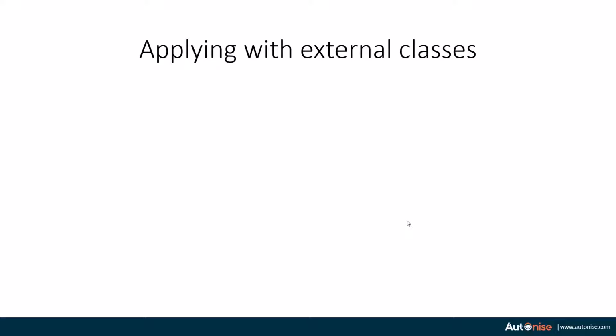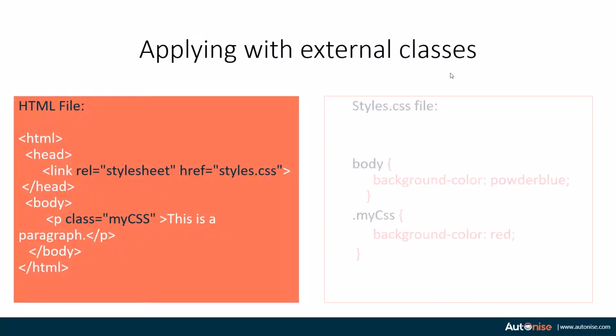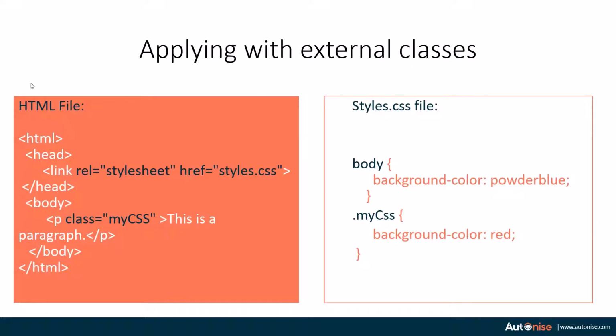There is one more method by which you can apply CSS to your HTML page. That is by using external classes. So let's say you have an HTML file inside which you can see the first important line is inside the head, where using this syntax we import a CSS file. So let's say we have a styles.css file in the same directory as our HTML file. To import that, you use the following syntax.